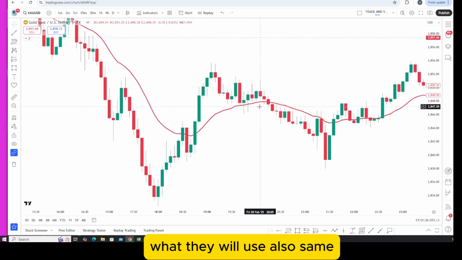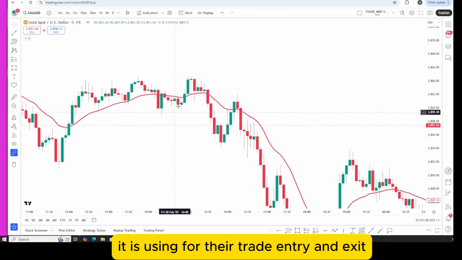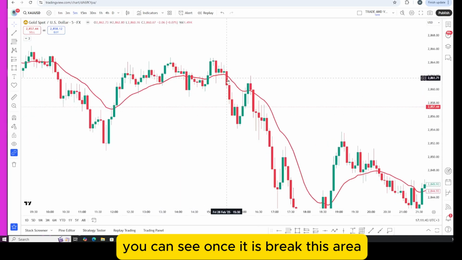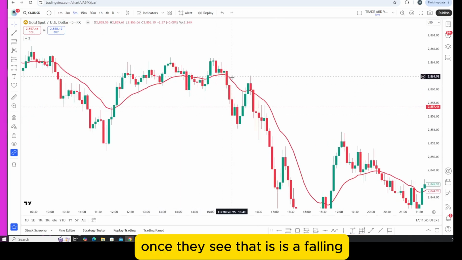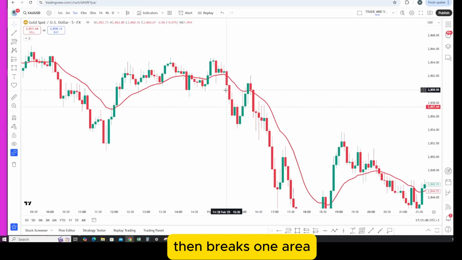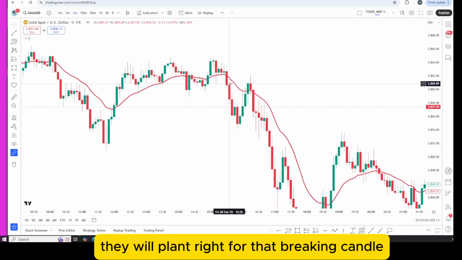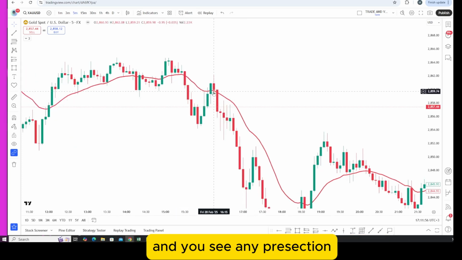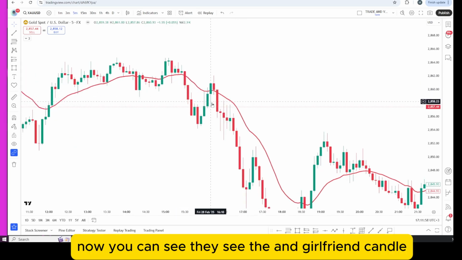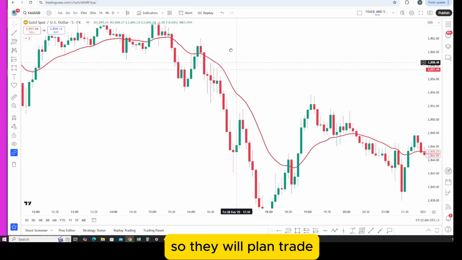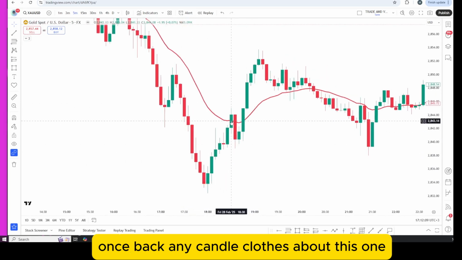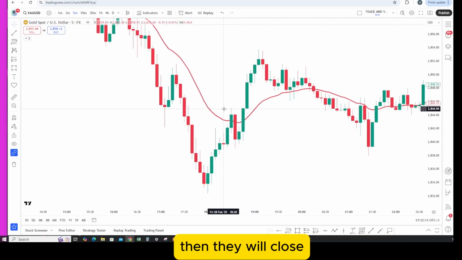chart. Okay, they use it for their trade entry and exit. You can see once it breaks this area, once they see it is falling and then breaks an area, they will plan a trade on that breaking candle or once again when it comes to the moving average. If they see price action, like the engulfing candle closing below this, they will plan the trade. They will run their trade until here. Once any candle closes back above this, they will close.